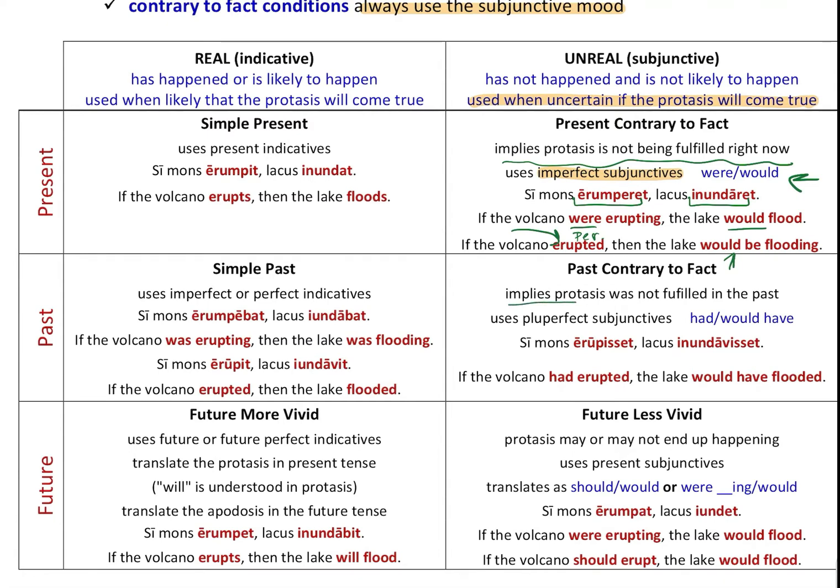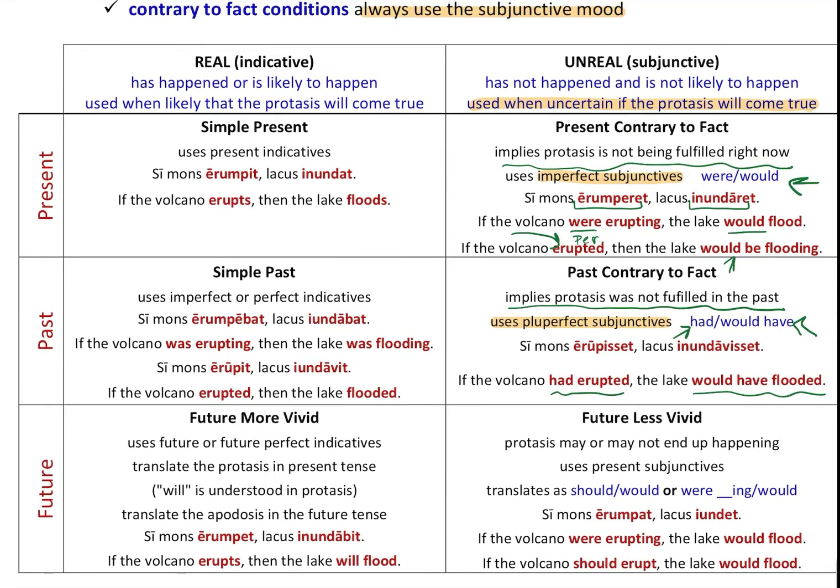So past contrary to fact. It implies the protasis was not fulfilled in the past. So present means it's not being fulfilled right now, right? And the protasis was not fulfilled in the past. So it uses pluperfect subjunctives. Okay. Si mons erupisset, lacus inundavisset. If the volcano had, there we have our had, erupted, then the lake would have flooded. So it gets translated as a had and a would have. Okay. If the volcano had erupted, the lake would have flooded.